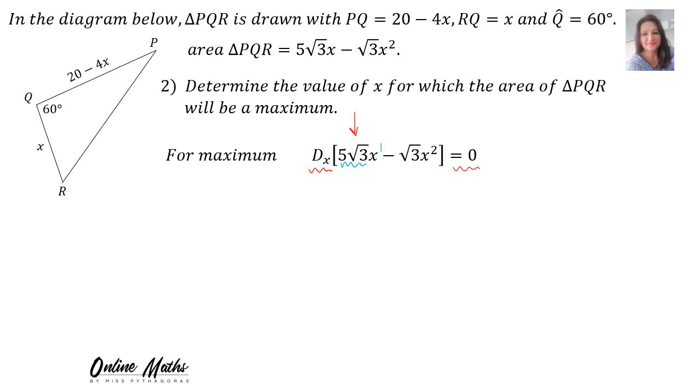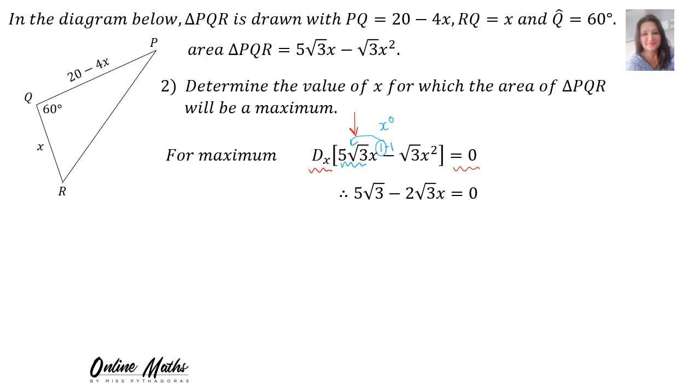And now let's differentiate. We will take the 1 and we will multiply with 5 root 3, which is 5 root 3. And remember, we will subtract 1. And then we end with x to the 0, and anything to the 0 is 1. Therefore, that term will just be 5 root 3.